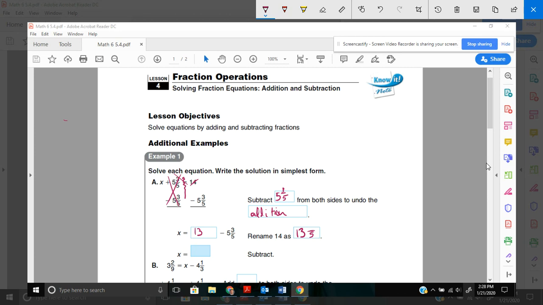And what is a whole? Well, 5/5 is a whole. So 13 and 5/5 is the same as 14. I am just thinking of it a little bit differently, so I can subtract a little bit easier.